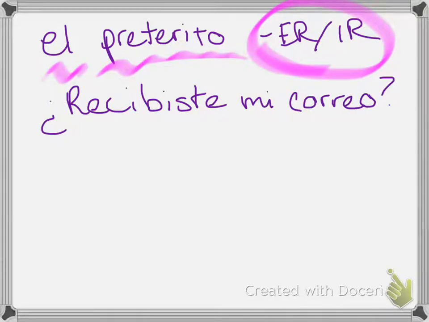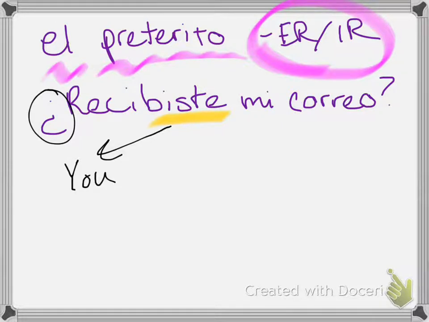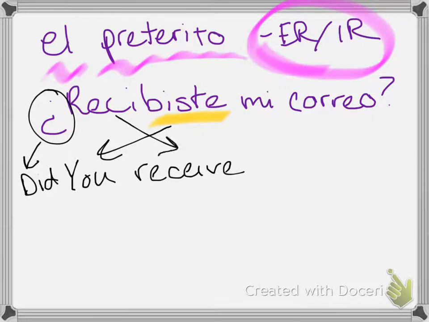Okay, recibiste mi correo. So now I look at this, iste, so I know it's about you. And so I know that this means you, and it's in the past, right? But it's a question. So the question in the past is not do you, it would be did you. Oh, I put yo instead of you. So this is going to be did you receive, right, my mail, right?